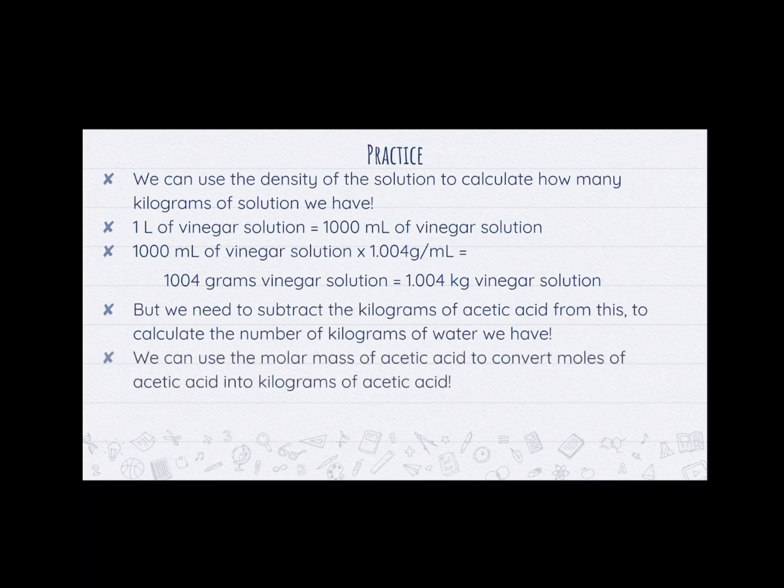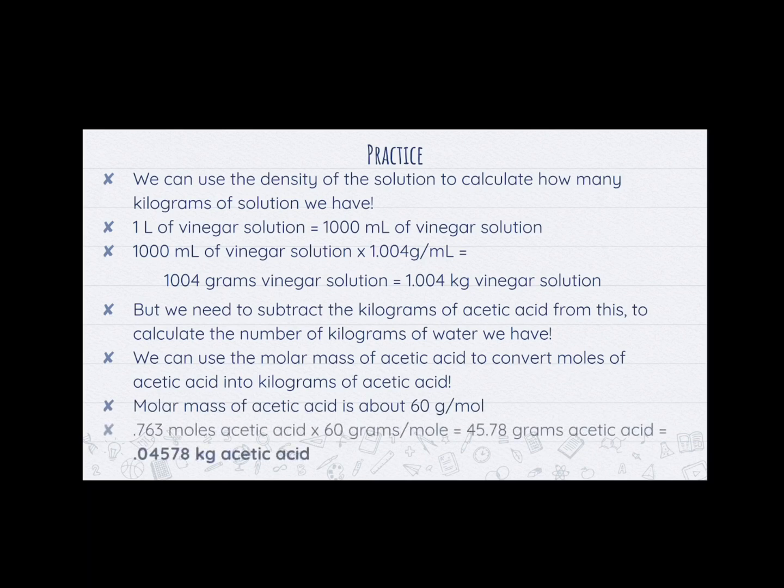We can use the molar mass of acetic acid to convert moles into kilograms. So generally we convert moles to grams. We're going to do that and just add a step to convert to kilograms. So the molar mass of acetic acid is about 60 grams per mole.